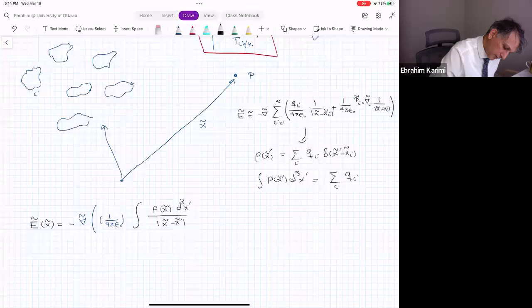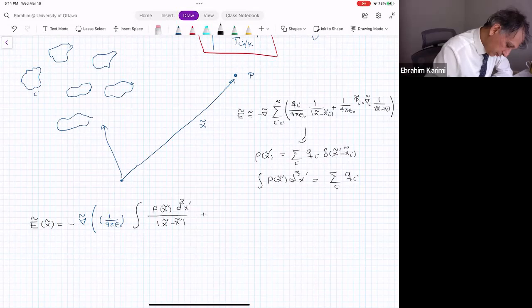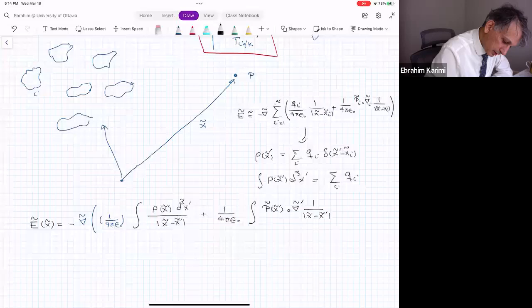plus the other term, which is 1 divided by 4 pi epsilon 0 times the integral, where I assume that p also depends on x prime, p of x prime dot gradient of 1 divided by |x minus x prime|, d3x prime. Okay.